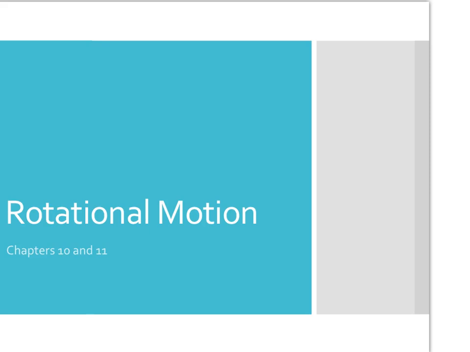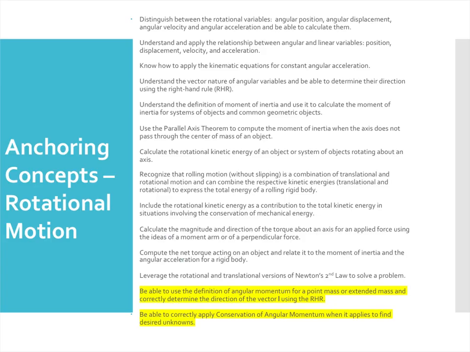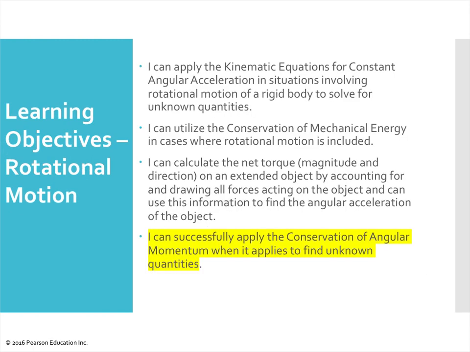This is the first of two short videos which will allow us to complete the unit on rotational motion. In the two videos, these are the anchoring concepts that we'll be concentrating on. The first one, in the first video, is going to be learning about what angular momentum is. We're going to look at angular momentum for both a point mass and an extended mass. And then in the second video, we're going to learn about conservation of angular momentum.